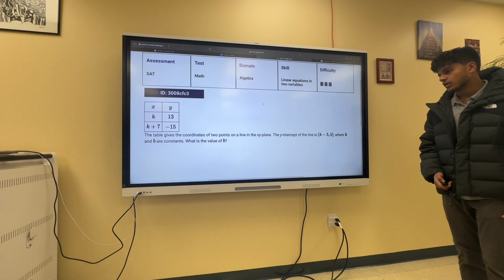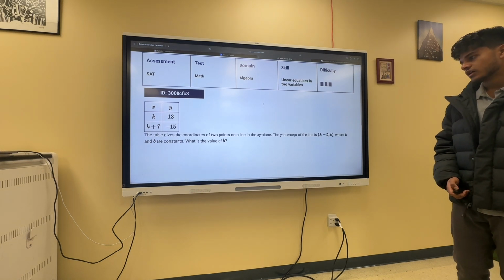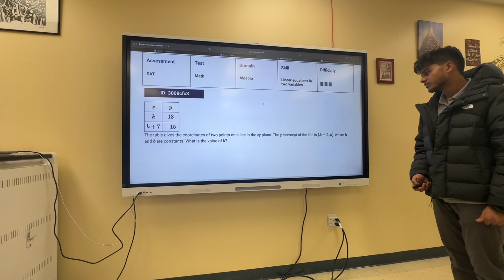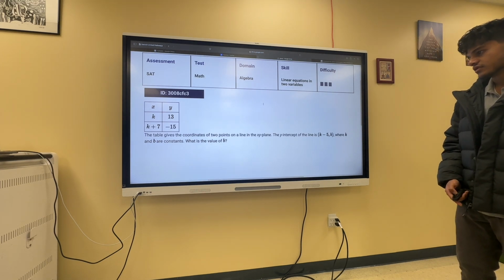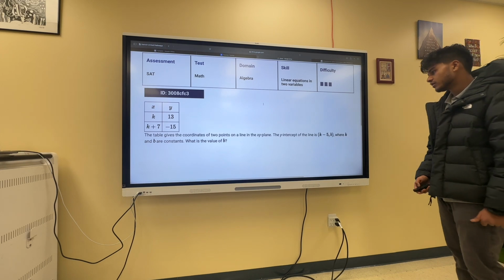Okay, so the table gives the coordinates of 2 points on a line in the xy plane. The y-intercept of the line is k minus 5b, where k and b are constants. What is the value of b?